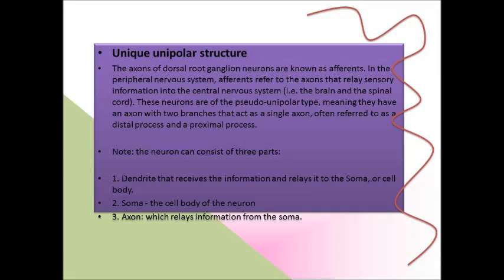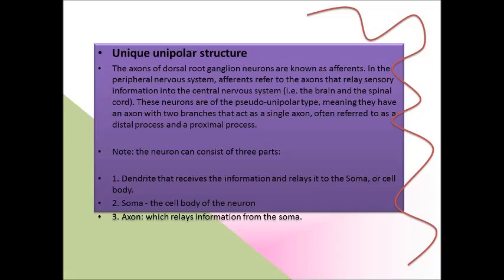Unique unipolar structure. The axons of dorsal root ganglion neurons are known as afferents. In the peripheral nervous system, afferents refer to the axons that relay sensory information into the central nervous system, the brain and the spinal cord. These neurons are pseudo-unipolar type, meaning that they have an axon with two branches that act as a single axon, often referred to as a distal process and a proximal process.